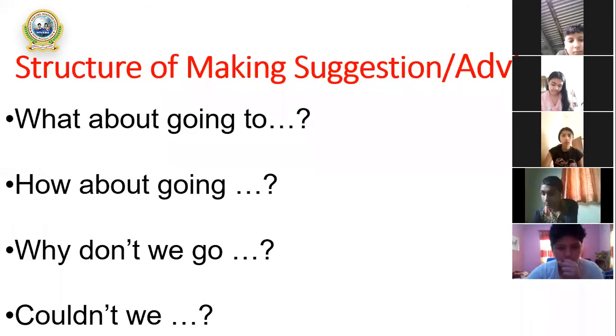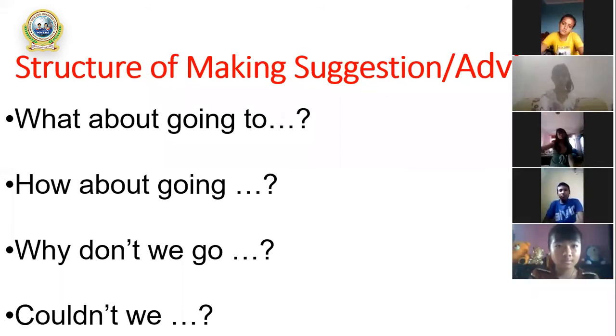Or what about going to your study room? Maybe you are not searching in your study room, right? So this is how the suggestion is made. Look at there. How about going? Why don't we go? Couldn't we? Right? So this is the thing.